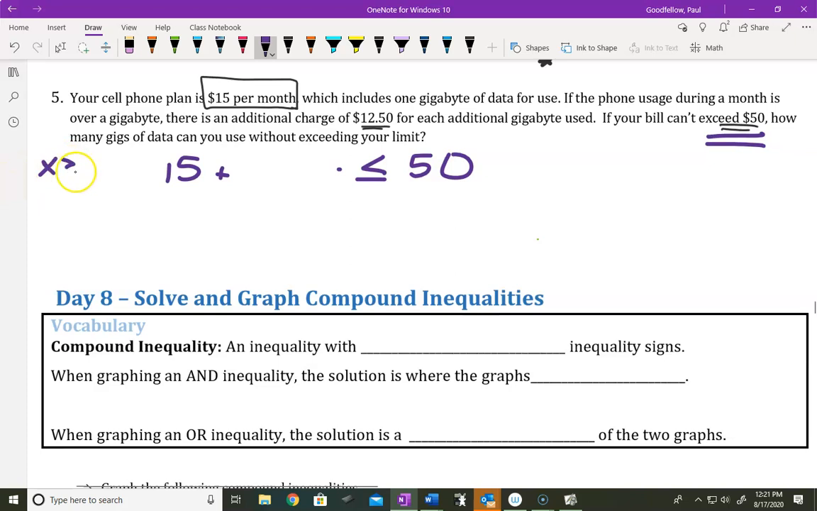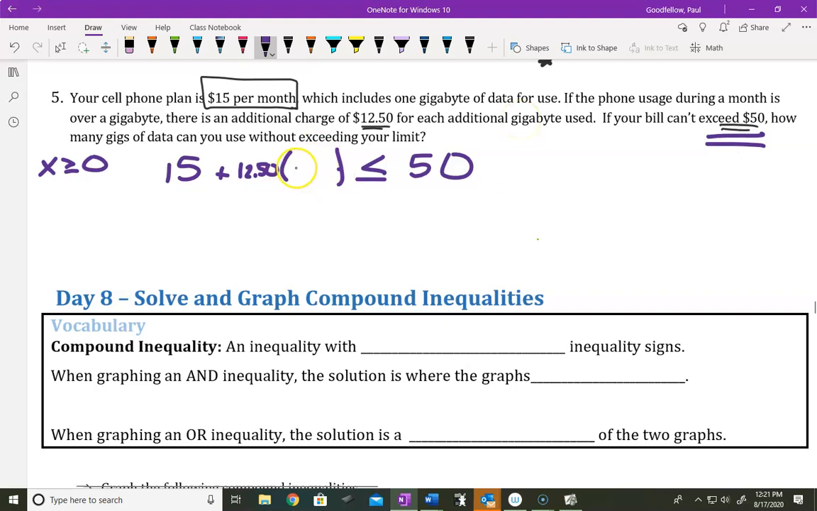So first off, we're going to have to say that it's greater than or equal to 0. Okay? And what that value is that we're going to think about. We know we're going to get charged $12.50 for every single amount, but we're only going to get charged for every additional one above the original one that we already got.